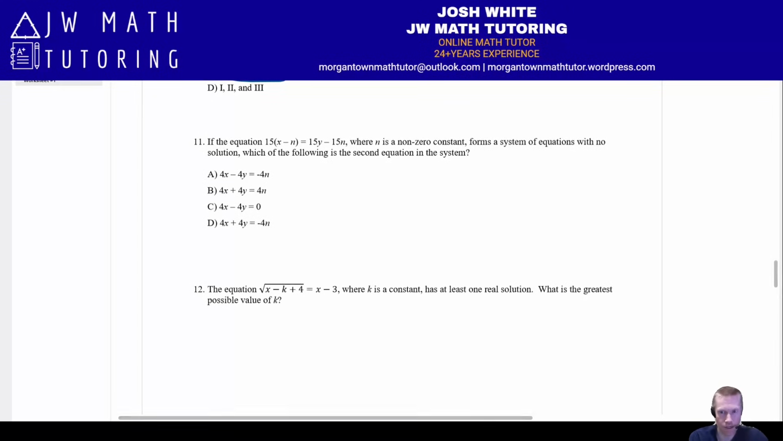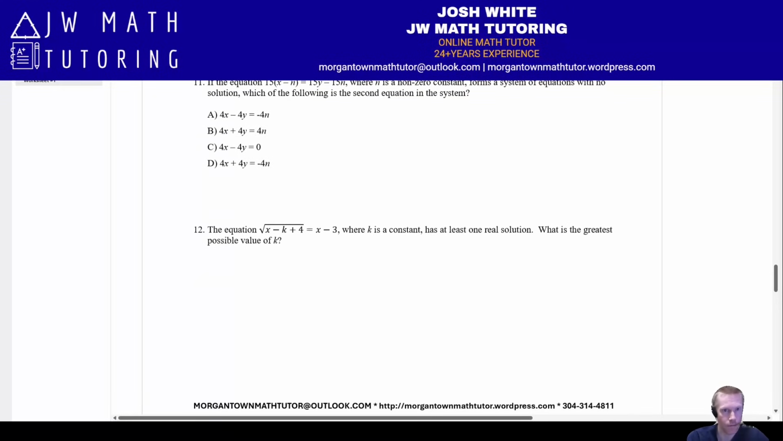All right, let's look next at number 11. So in this problem, you have a linear equation with two variables, x and y. N is some non-zero number, and it forms a system of equations with no solution with another line. Basically, it wants to know which of these answer choices along with the given line makes a system of equations with no solution, i.e. two parallel lines if you graph them out. Of course, I'll show you how to do this in Desmos. It's going to be much quicker and easier in Desmos, but here's how you could do this by hand.